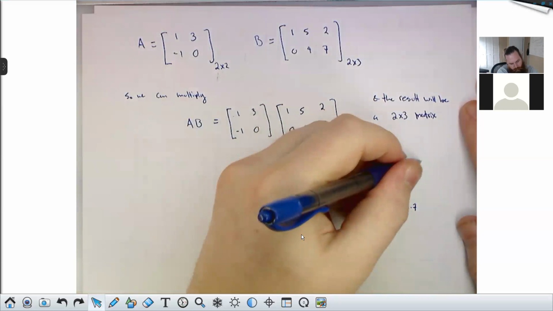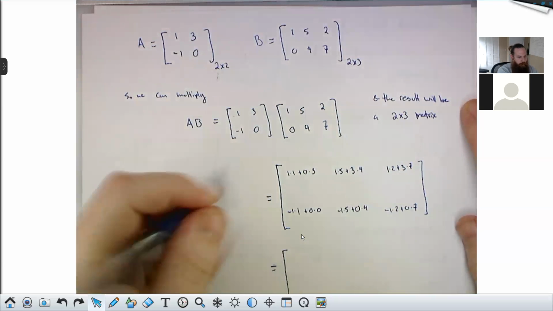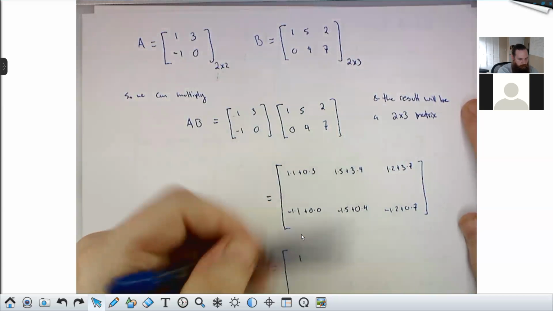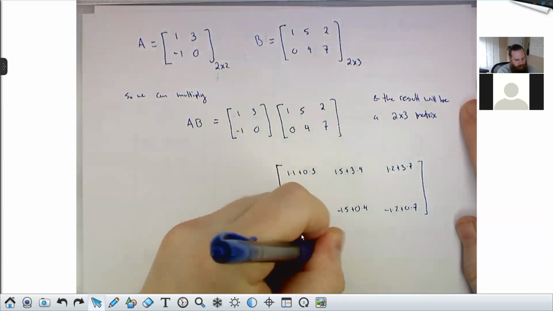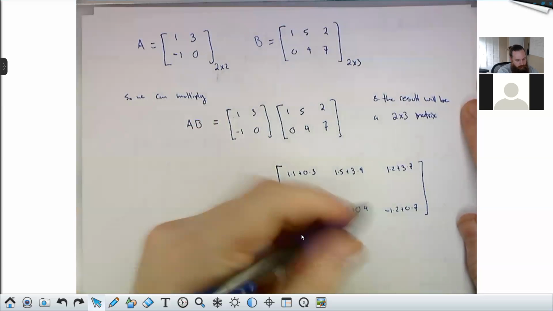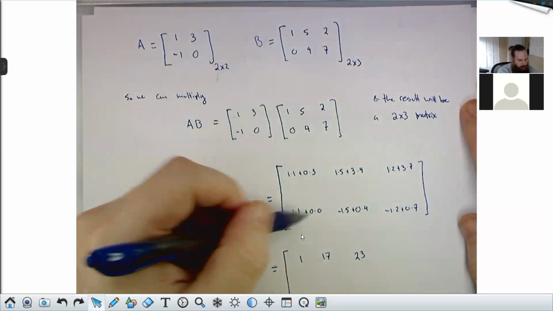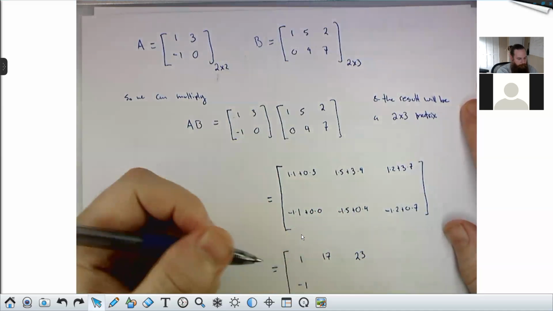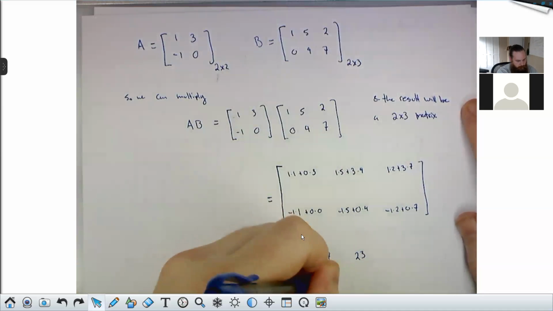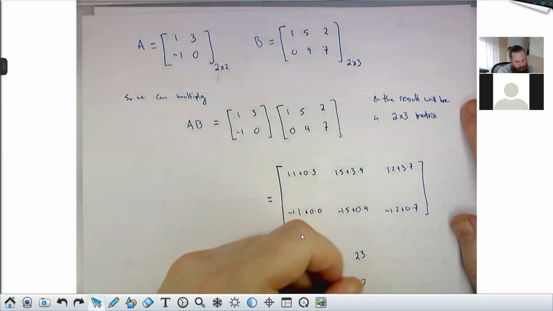And this I can then do each little bit of arithmetic. 1 times 1 plus 0 times 3 is 1. 1 times 5 plus 3 times 4, that's 5 plus 12 is 17. 1 times 2 plus 3 times 7 is 2 plus 21 is 23. -1 times 1 plus 0 times 0 is -1. -1 times 5 plus 0 times 4 is -5. -1 times 2 plus 0 times 7 is -2.